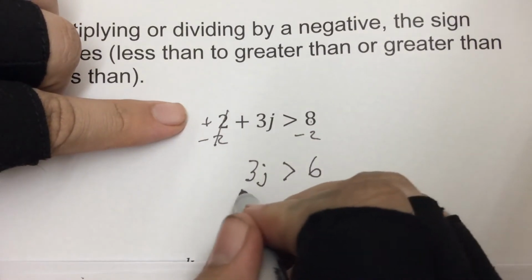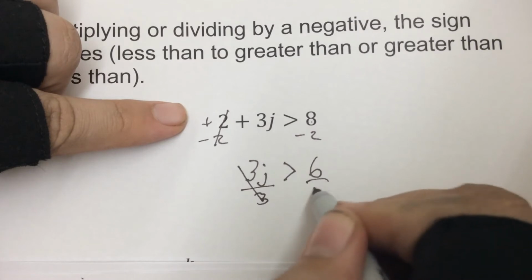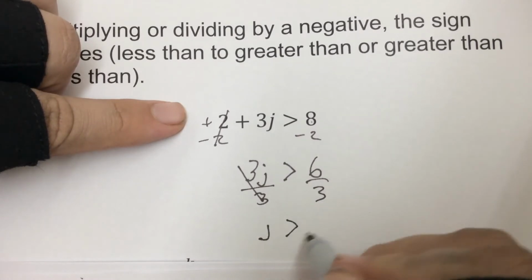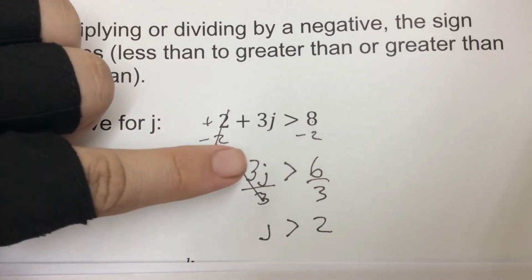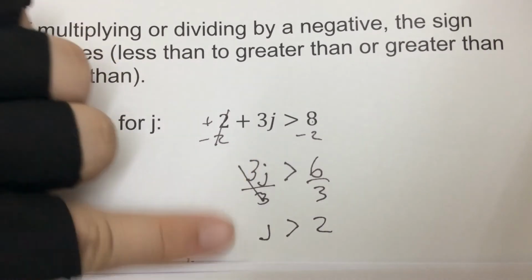So now we can do our next step. So we divide by 3 to cancel. Divide by 3. So j greater than 2. Remember, a number and a letter means times, so the opposite is divide.